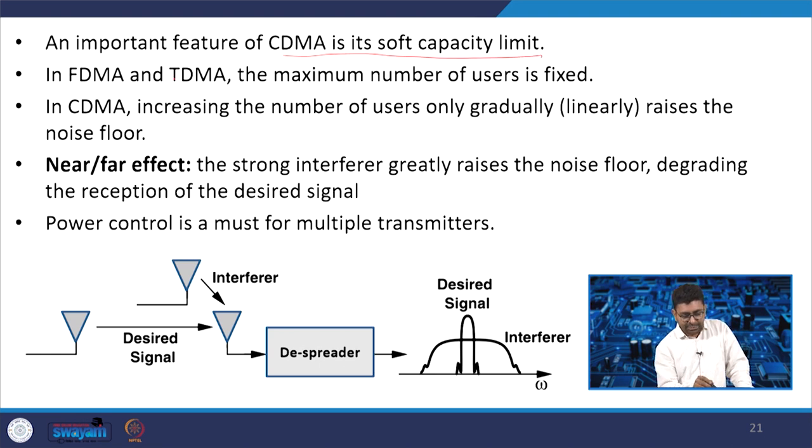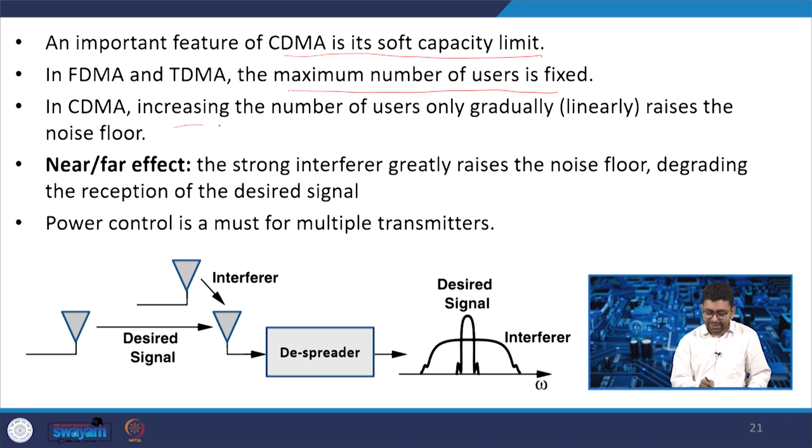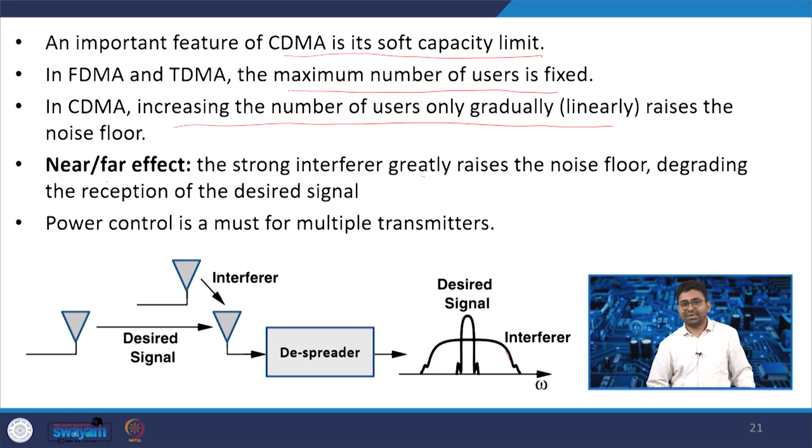Here CDMA has a soft capacity limit. In FDMA and TDMA, the maximum number of users is fixed. I already told this thing. In CDMA, increasing the number of users only gradually increases the noise floor. And in the near and far effect, the strong interferer greatly raises the noise floor and degrades the reception of the desired signal. So, here power control is a must for multiple transmitters.